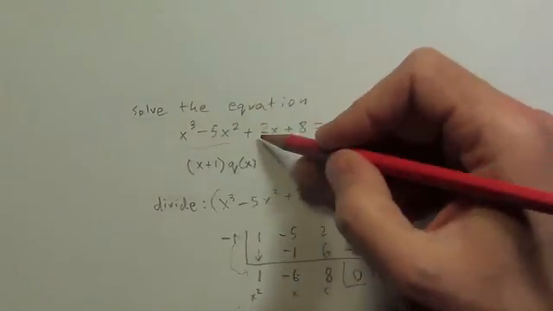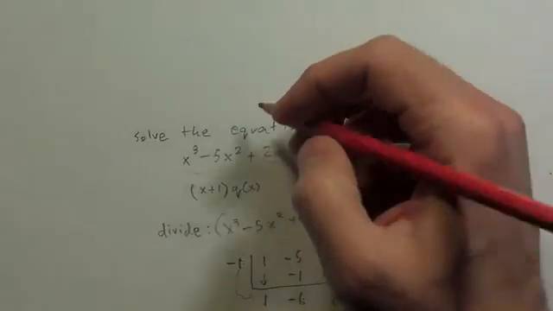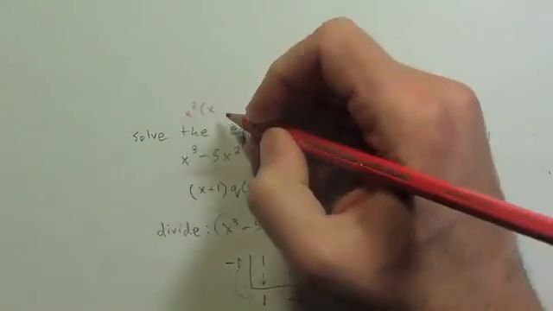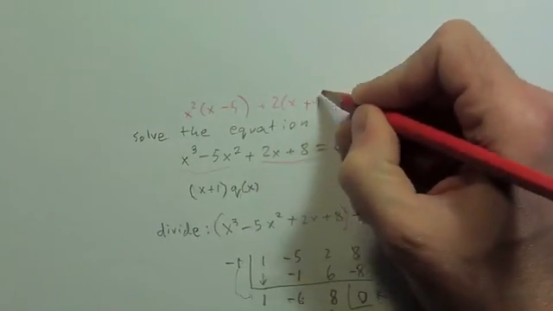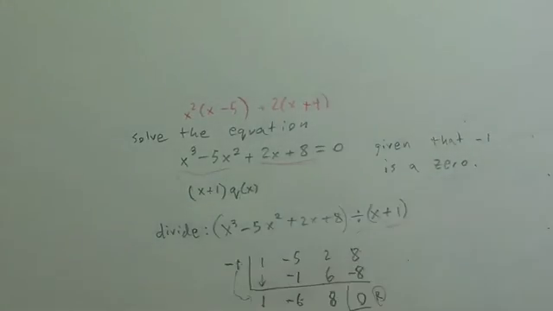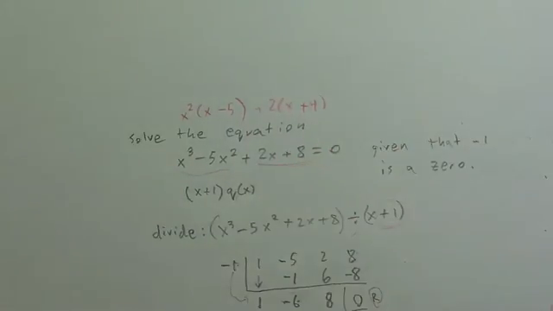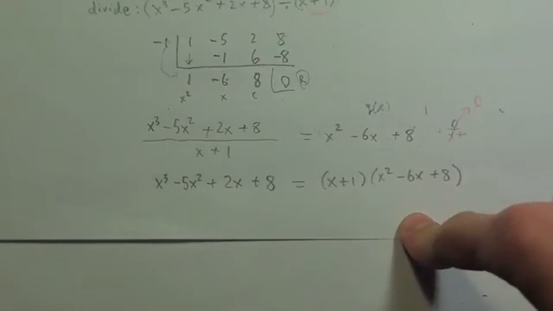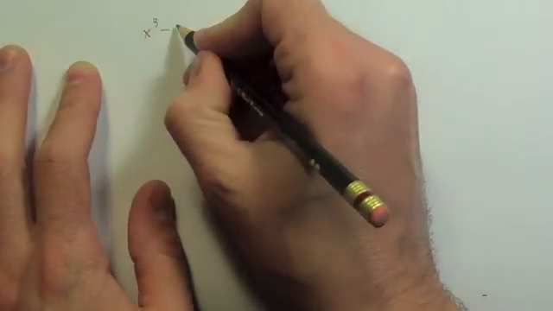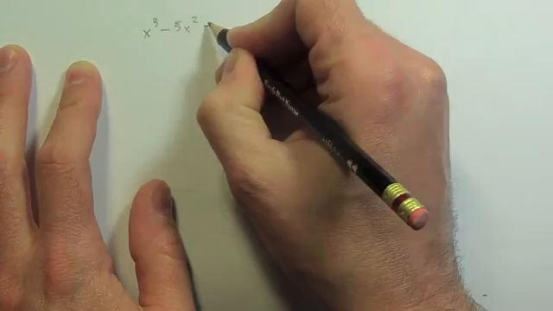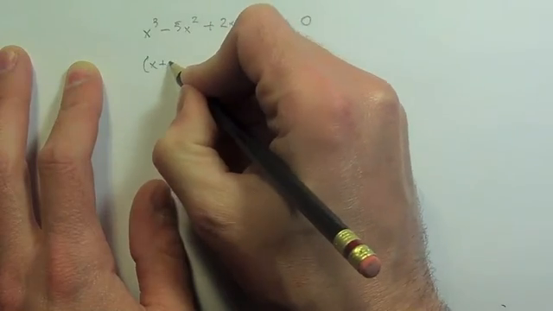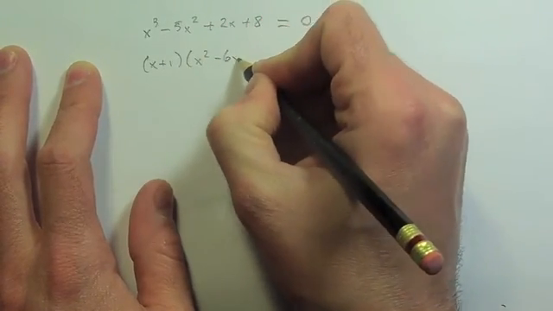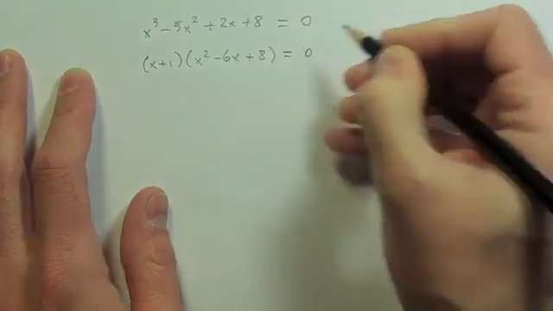Even if I split it into groups, factoring that by grouping, if I took out the x squared, I'd get an x squared times an x minus 5, and then here if I took out the 2, I'd get a plus 2x plus 4, that's not going to go anywhere, right? This doesn't factor nicely until now, okay? So, this x cubed minus 5x squared plus 2x plus 8 equals 0 is now x plus 1 times x squared minus 6x plus 8 equals 0.